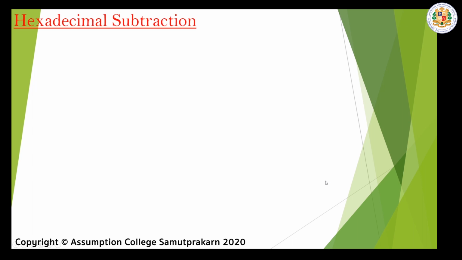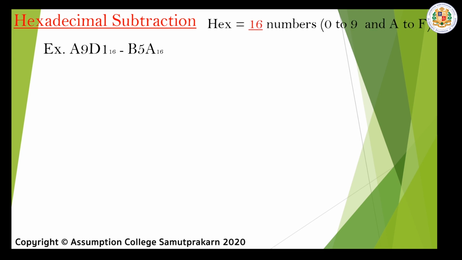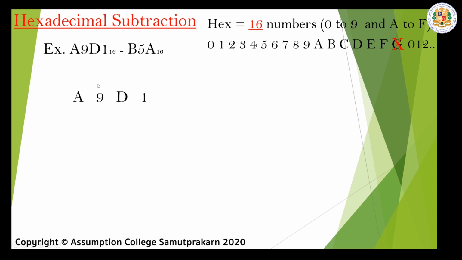Next, let's learn about hexadecimal subtraction. So here's our example. We have A9D1 minus B5A. Here's the thing that you have to remember. Hexadecimal is equal to 16 numbers, 0 to 9 and A to F. So we have these numbers and letters. G, we don't have G as it ends at F, and it resumes counting from 0, 1, 2, 3, 4, and so forth. So let's bring this down: A9D1 minus B5A.